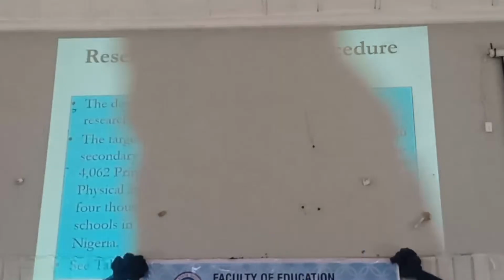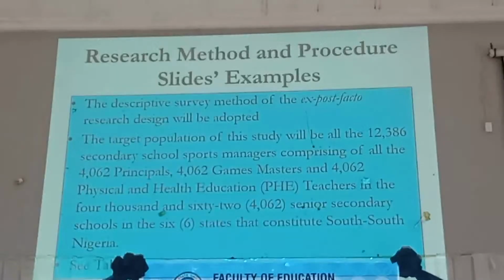There is a question here. The question is, if I said there are only five points on this research method and procedure slide, is there no validity of instrument, reliability of instrument, nothing about instrument? Your target population, write it out. The third point is your sample and sampling technique. Write it out. The fourth point is your method of data collection. The fifth point is method of data analysis.